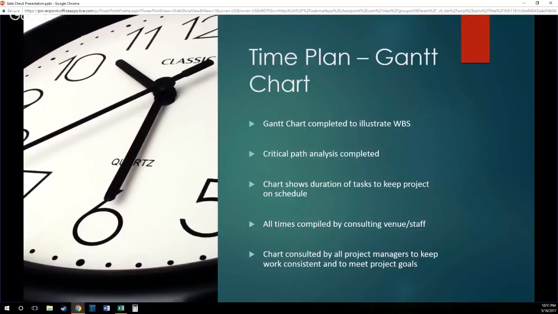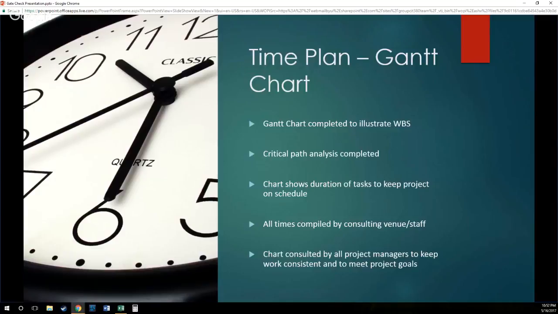The Gantt chart was completed to illustrate the work breakdown sheet previously shown. The critical path analysis was completed. However, it showed that there are a numerous amount of activities that can be completed during the project's time at the same time, meaning that it will be very difficult for the team to fall behind if they can prioritize and complete the tasks that they are available to do.